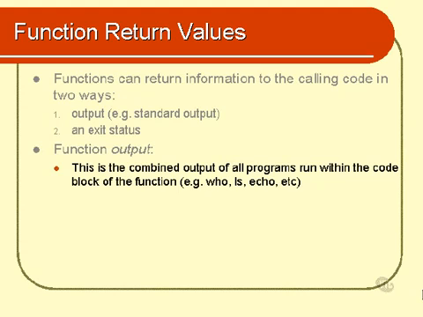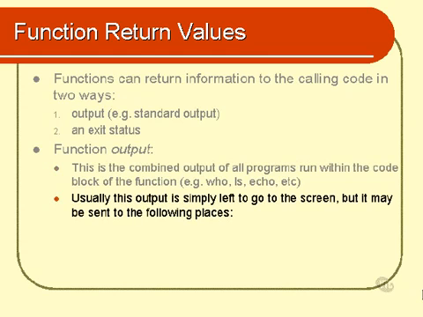The output the function produces is actually just the combined output of all the programs run within the code block of the function. For example, the who program or ls or echo or any of those programs. If they produce output, then the function produces output. It's pretty much as simple as that.